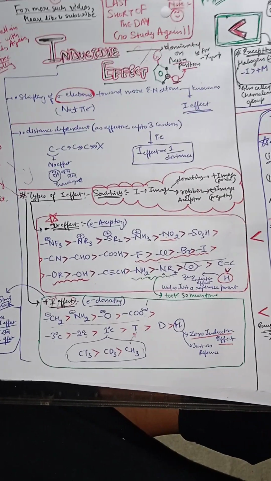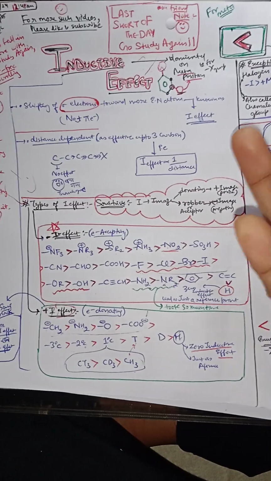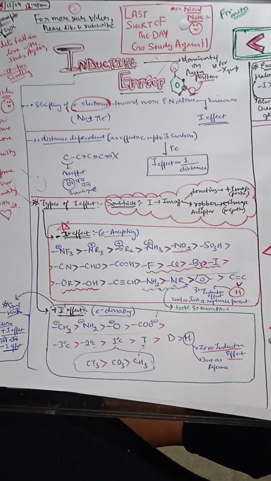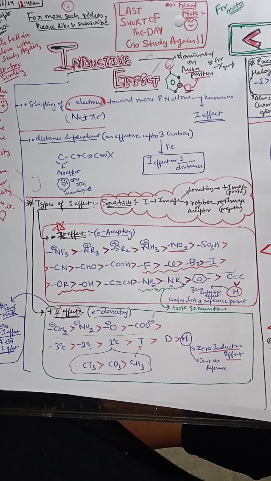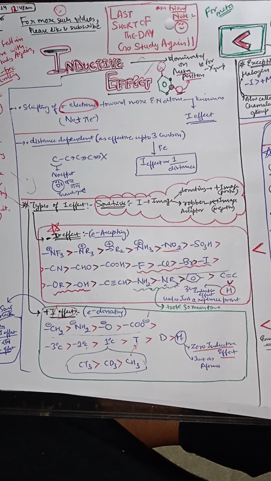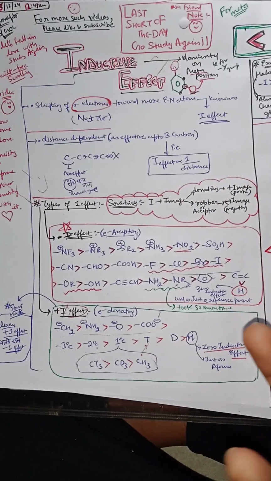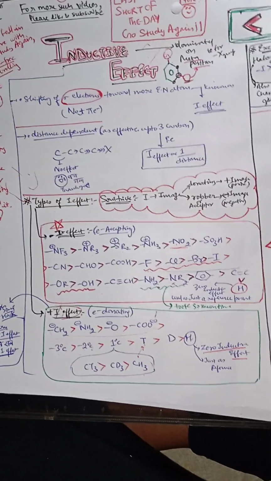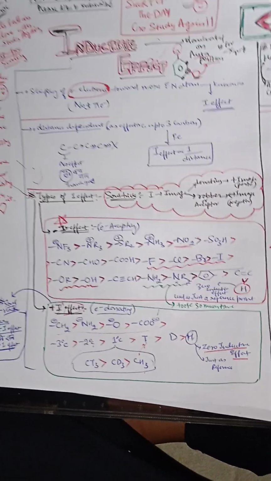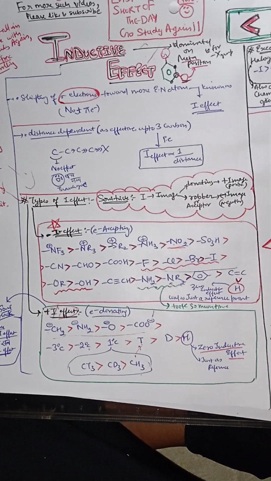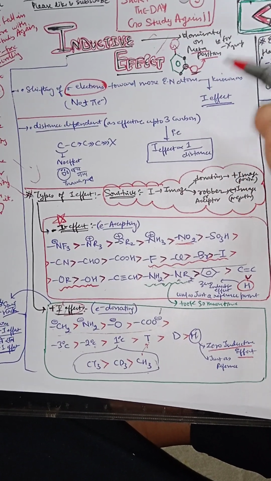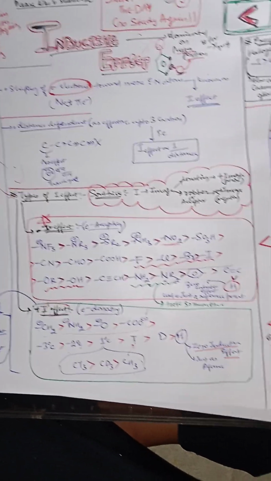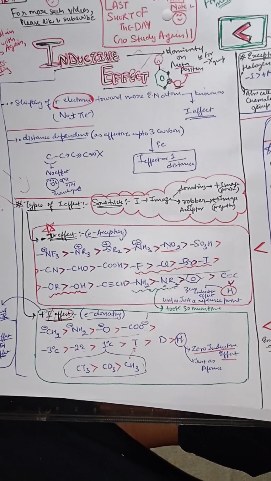This effect is not so important, but it is important when we are talking about the meta position. Only then is this effect really useful. Otherwise, at the other positions, the mesomeric effect dominates over the I effect. So we can say that it is important, but not so important. It is important when we are talking about the meta position, but for other positions it's not important at all. Now here it is.